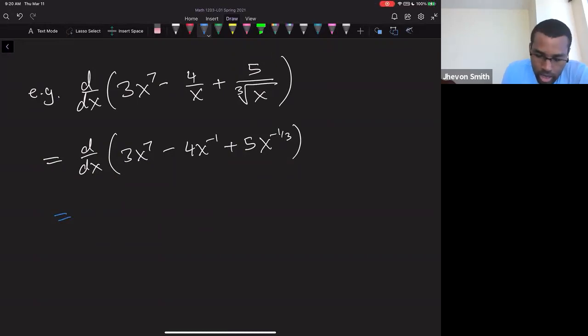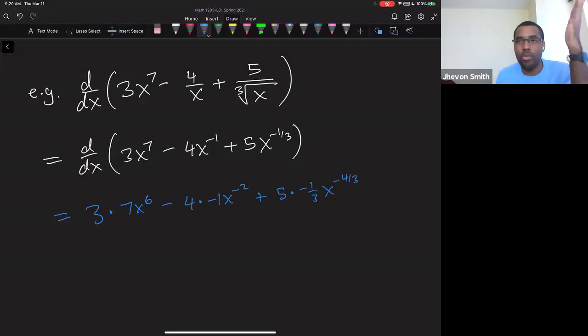You just realize, well, I'm going to leave the constants out front and differentiate the function parts with the power rule. So that becomes 7x to the 6. The 4 stays. This becomes minus 1x to the minus 2. The 5 stays. This becomes minus 1/3 x to the minus 4/3. Right? Subtracting 1 from the power. You can always think of 1 as something divided by itself. So if you have minus 1/3 minus 1, that's the same as minus 1 over 3 minus 3 over 3. You get minus 4 over 3.